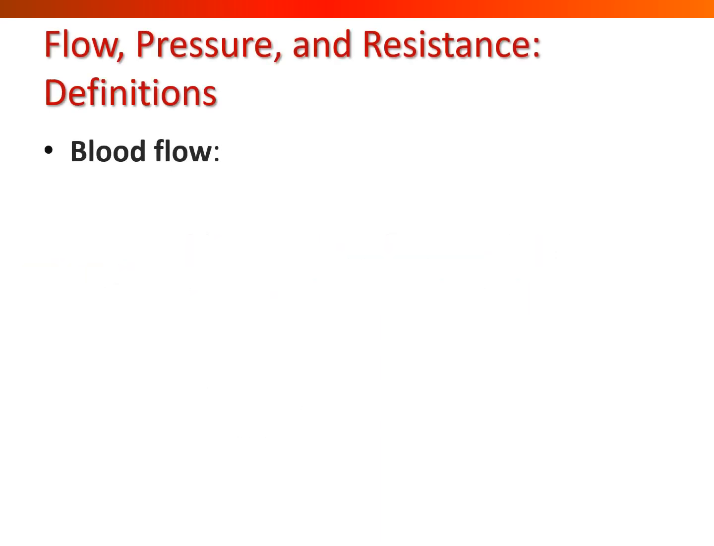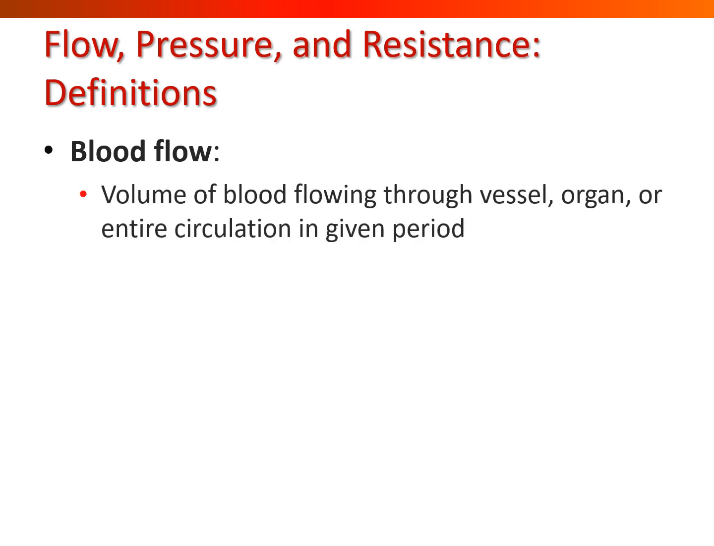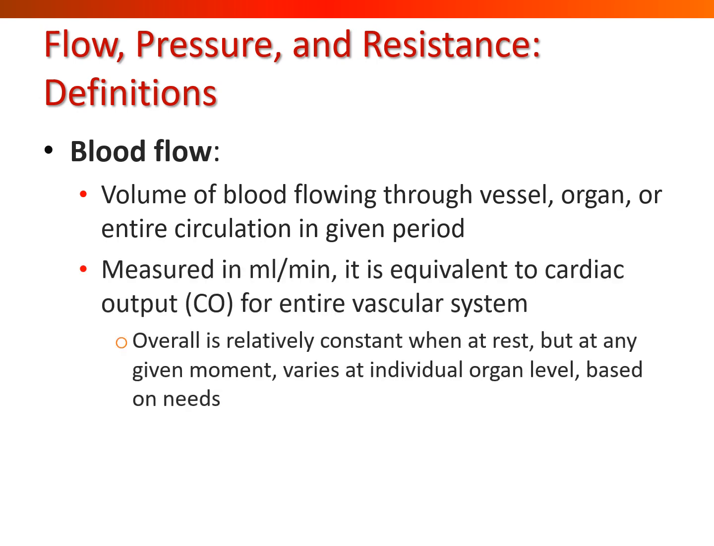So first of all, what is blood flow? Well, blood flow is the amount of blood flowing through a vessel or an organ or even the entire circulation in a given period of time. So it's actually volume over time, and it's measured in milliliters per minute. And we can actually equate it to cardiac output for the entire vascular system.